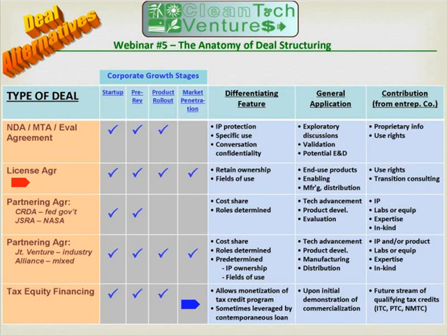Thanks, Carl. So the differentiating feature of a tax equity financing is again the monetization of an activity, a future tax credit stream, which is generated by the specific activities of your business. And again, in the clean tech sector, the good news is there are several tax credits which have been created to incent businesses to do the types of activities that many clean tech companies do. And so that's the good news.